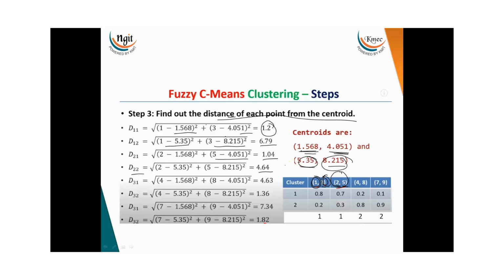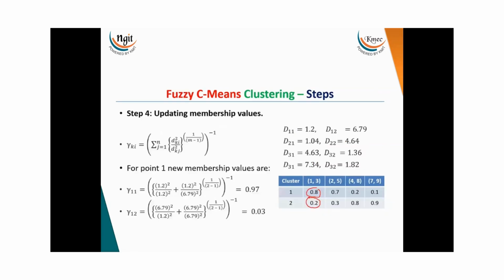Now, the same way you have to repeat for the data points 4 and 8, and the same way you have to repeat for 7 and 9. So which will be your D31, D32 for 4 and 8, and D41 and D42 for your 7 and 9. So I hope it is clear to you how we are finding the distance of each data point from the centroid. So we have identified, in step 3, the distance of each data point from the centroid.